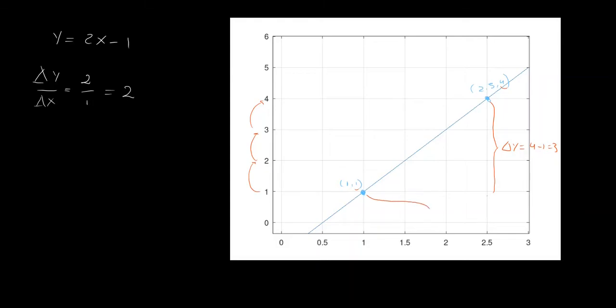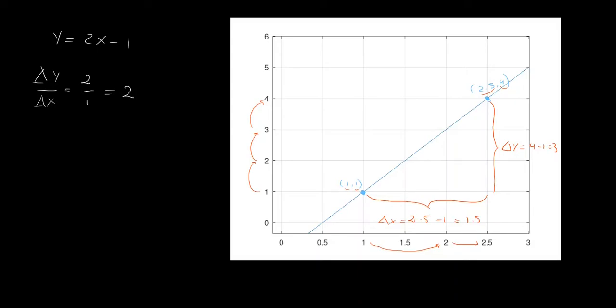And the change in x is 2.5 minus 1. This is 1.5. And it's how much we moved. So from 1 we go to 2, 1 unit, and from 2 to 2.5, 0.5 units. It's 1.5 total units.